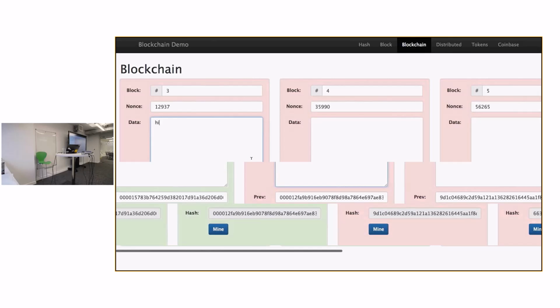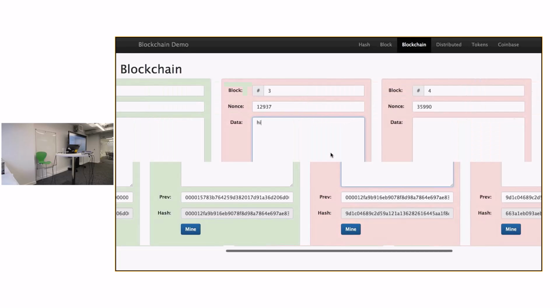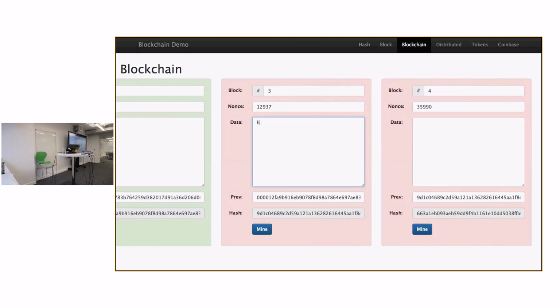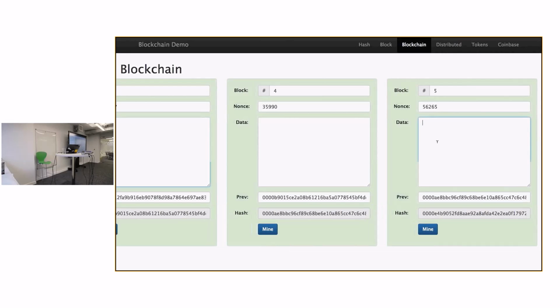So if I wanted to change something in this blockchain, I could just go over to block number 5 right here. We could change it. I'll put hi. And then we could remine it, and pick a different nonce. We'll do that right now, and we could essentially alter the chain. So we've done it, so we should be good now, right?